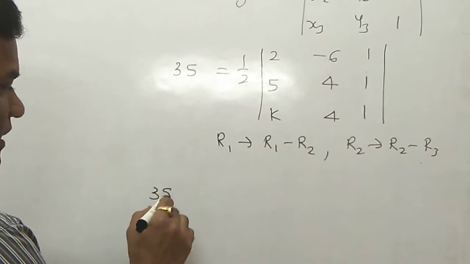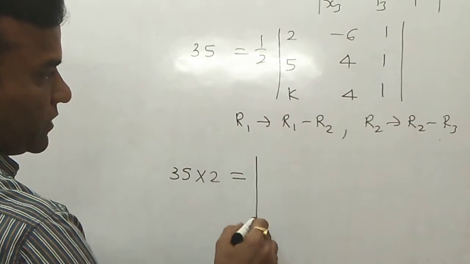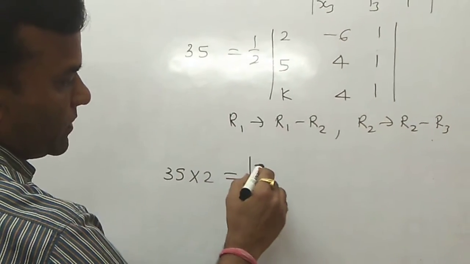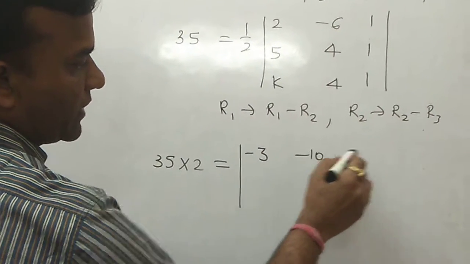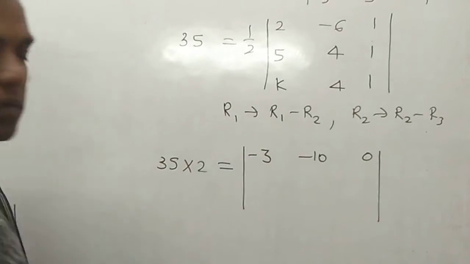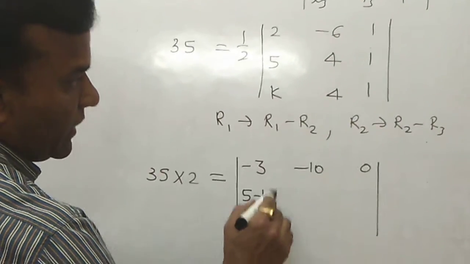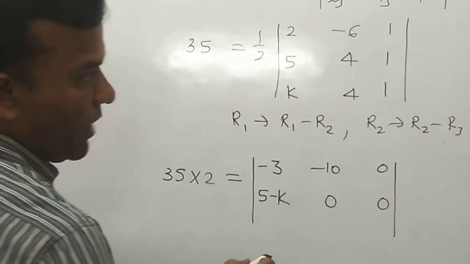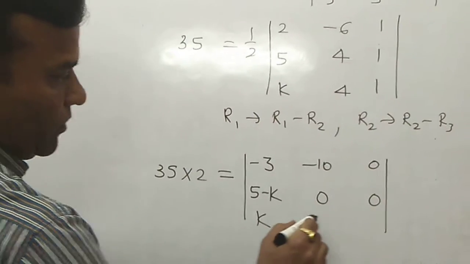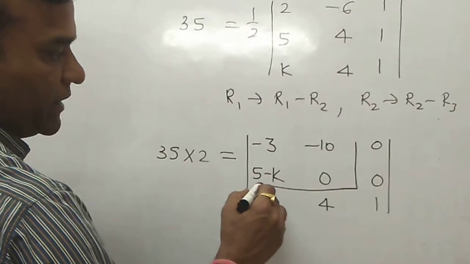So 35 into 2, because this 2 goes to the other side. And now what are the resulting values? 2 minus 5 is minus 3. Minus 6 minus 4 is minus 10, and here 1 minus 1 is 0. Okay, then 5 minus k, because one unknown term is here, and then 4 minus 4 you have 0, and then 1 minus 1 you have 0, and you put k, 4 and 1 as it is. Again you have the pair of zeros, you underline this part.